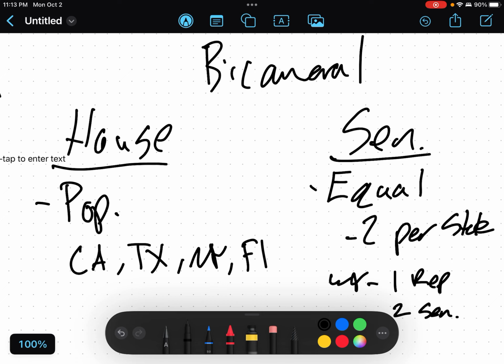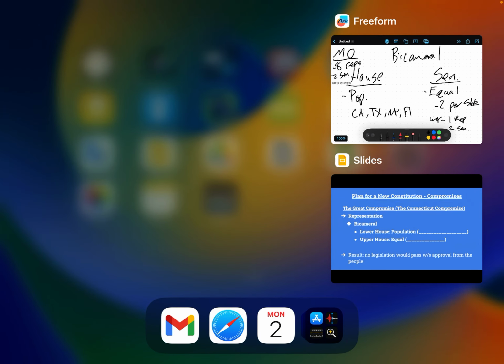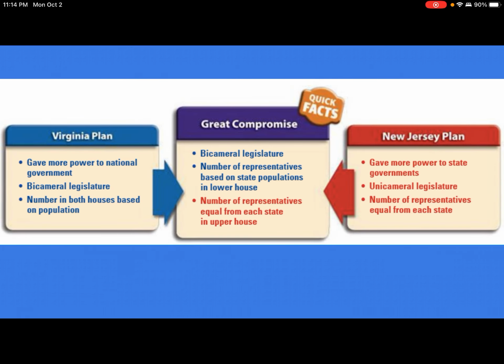Okay? So to give you guys a little bit of understanding what Missouri is like. So up here I'm going to go Missouri. Sorry for the mess up here. So in Missouri, we have 8 reps and 2 senators based upon this plan, the Connecticut Compromise. So let's go back here. And so the result, no legislation would pass without the approval of people. So legislation, especially money, anything that's tax dollars funding the government, anything to do with money starts in the House of Representatives. So the place where the most representation takes place across this country, that is where all the money bills start. And so this compromise ends up saving the day.